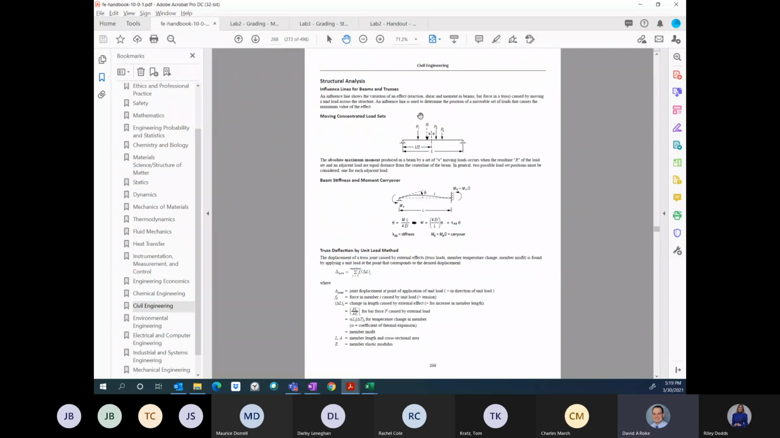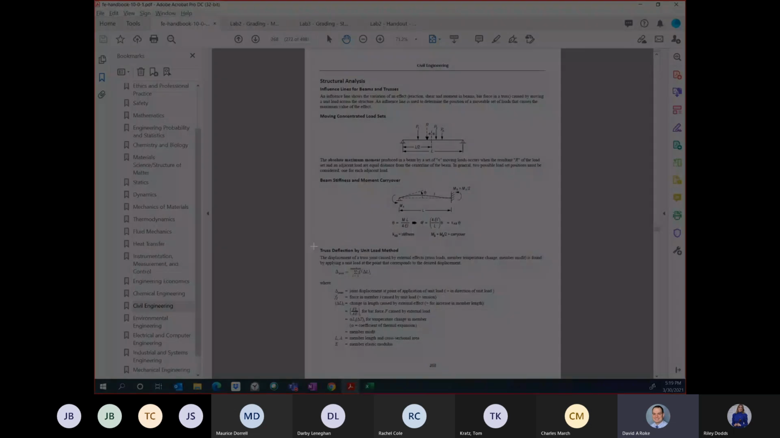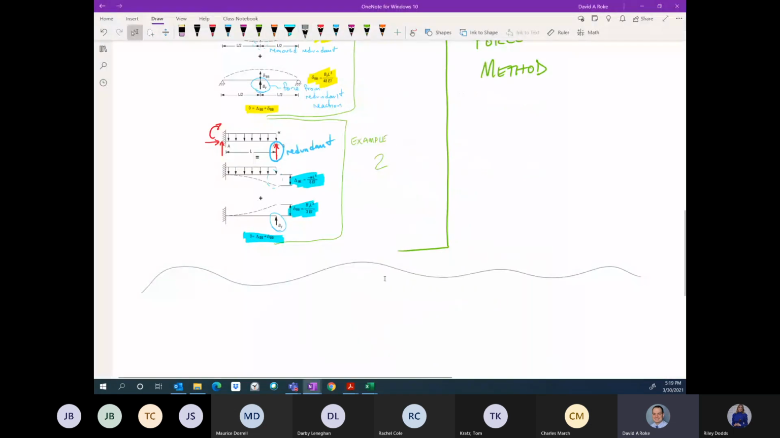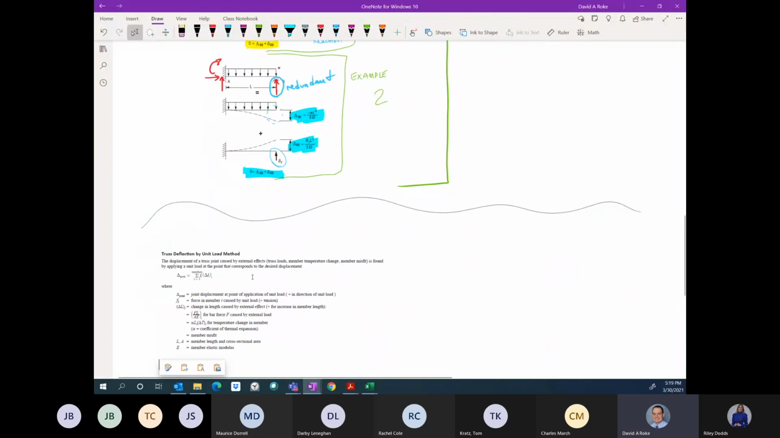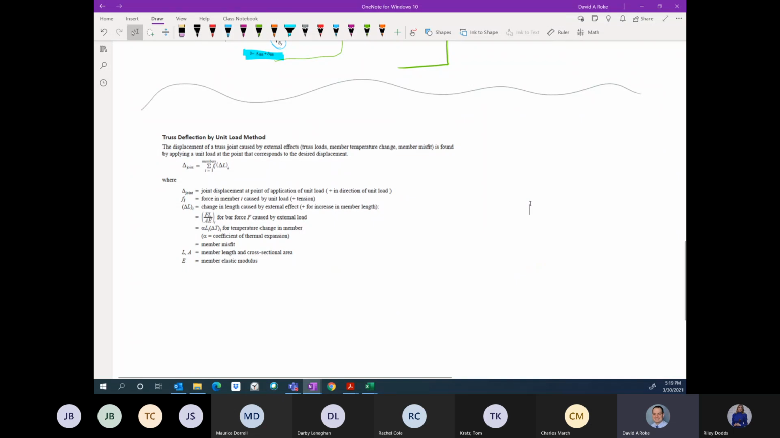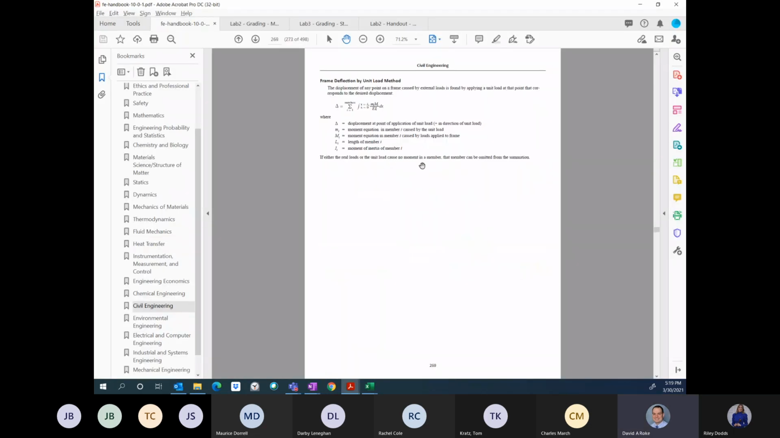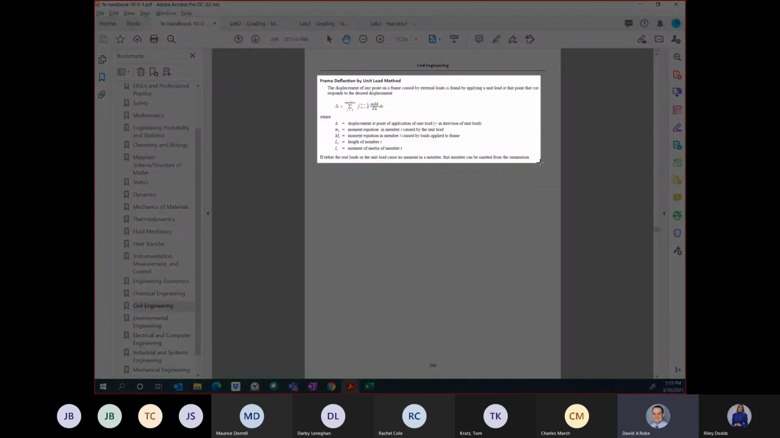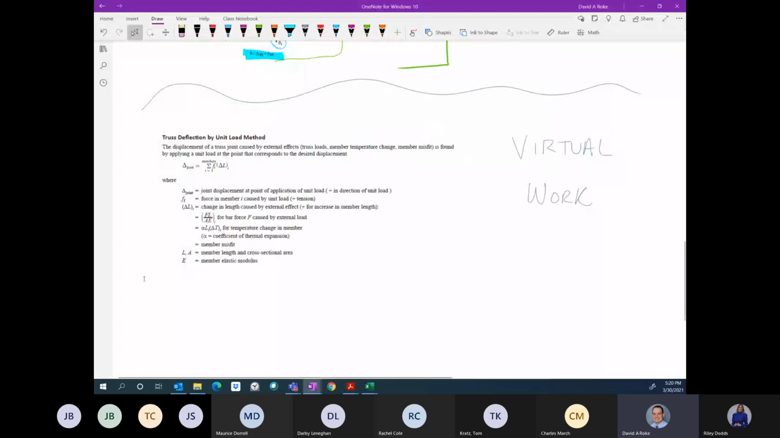content. So going back to the first page here, we have truss deflection by the unit load method. Blow this up a little bit. We're now getting into virtual work. Which is your entire semester right now, right? Yeah, I'm not proud of that.